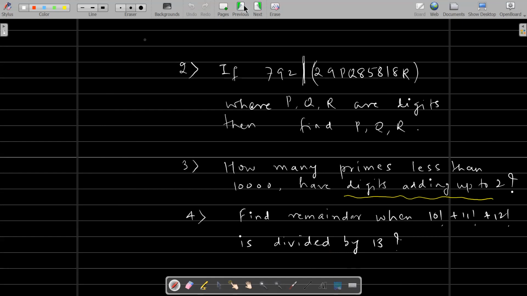So the answer for this is, there are three numbers, namely 2, 11, 101, all are prime. What is the answer for the second? Three numbers. Oh, I made a mistake then. What is the answer for this PQR? R was 4. Yeah, then P was 1 and Q was 8. Okay.